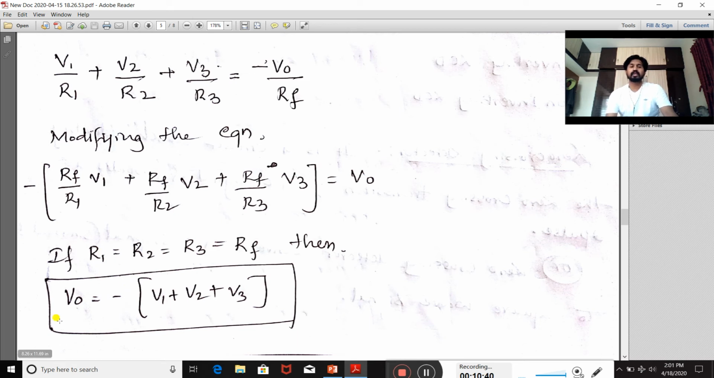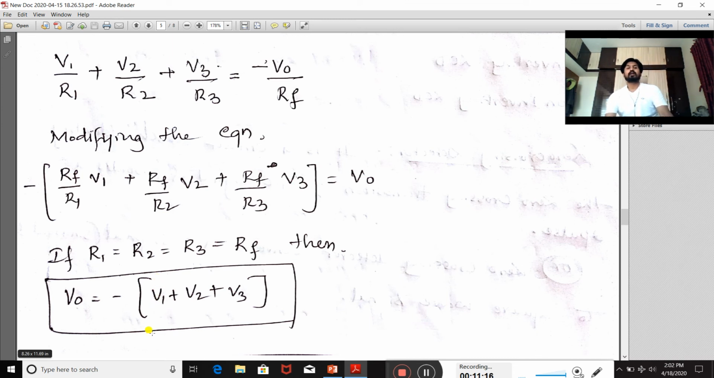Now this same circuit can be used for other features also. How? If you make R1 not equal to R2, R2 not equal to R3 and R3 not equal to Rf, then what happens? Obviously, factors come into the picture: Rf divided by R1 you can say A, Rf divided by R2 you can say B, Rf divided by R3 you can say C, some factors. So A into V1 plus B into V2 plus C into V3.